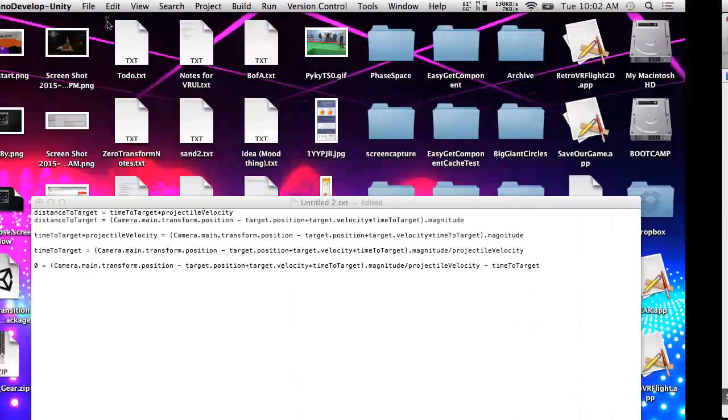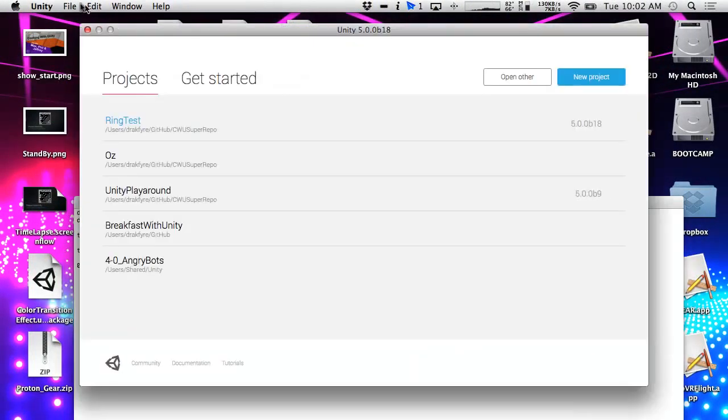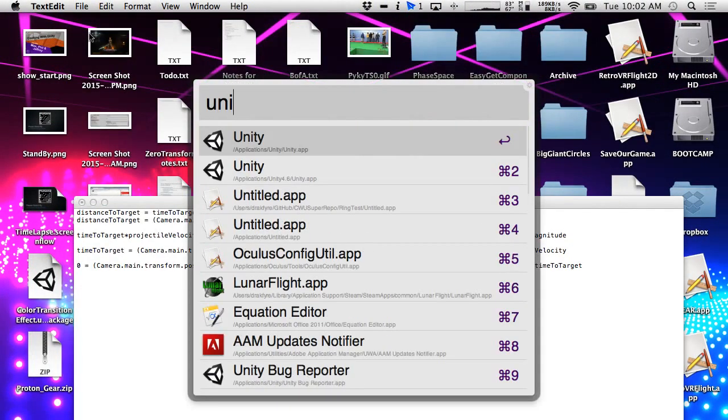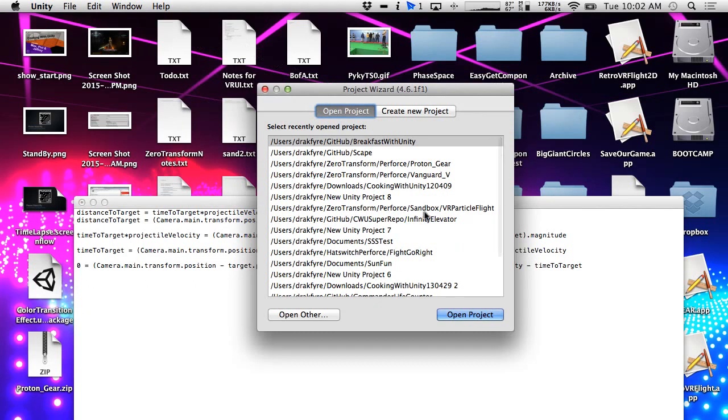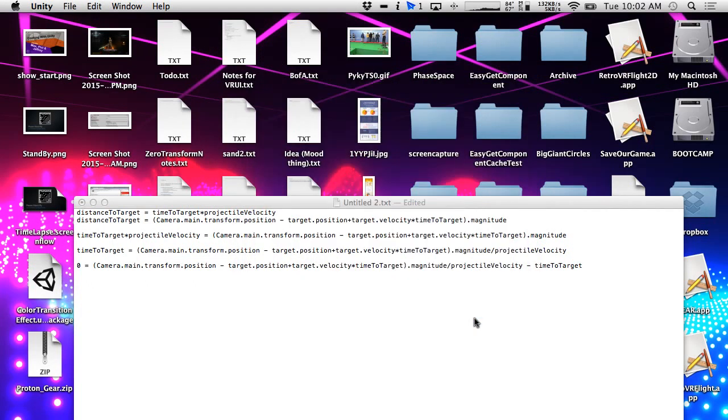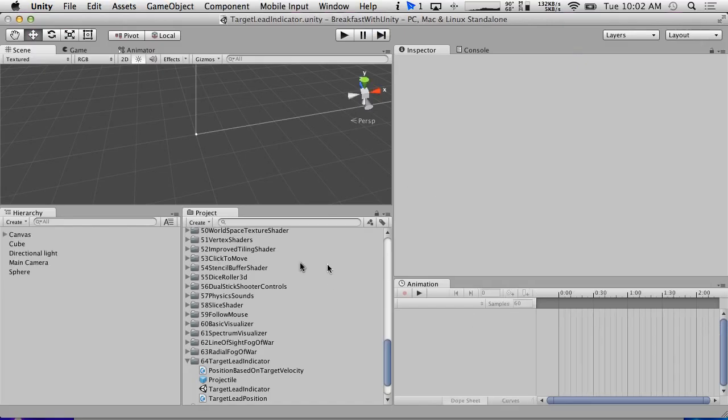Actually, first let's open the project and see what we got. That's the wrong Unity. That's 5.0. We're not doing that right now. So, and you can see I've got some notes there and stuff.